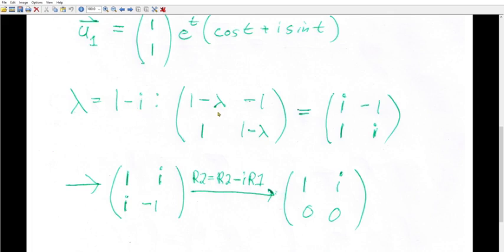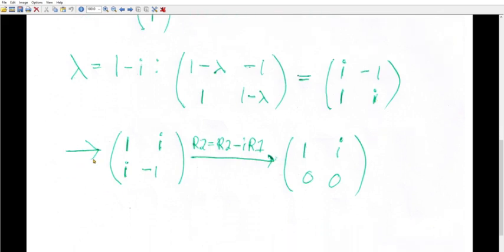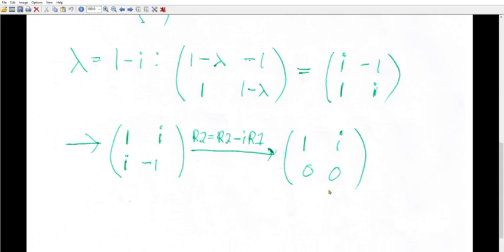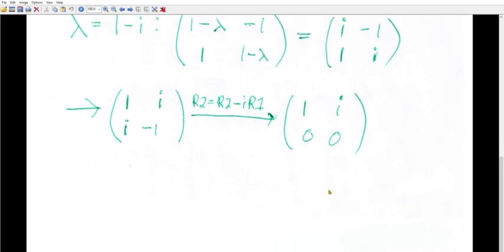Now we're going to do the same thing with the other eigenvalue, 1 minus i. We plug in and discover that our matrix is [i, -1; 1, i] this time. We switch row 1 and row 2 as we did before, and this time we multiply by i and subtract. Okay, i times i is minus 1, subtracted from minus 1 is 0, so we've got our 0 row again, and this thing is in reduced row echelon form.